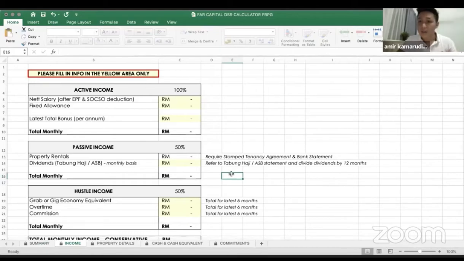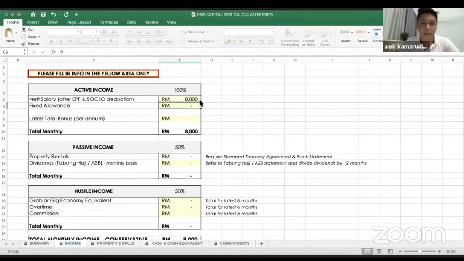Okay, second tab is income, and the same thing juga, please only fill in the yellow area, yang putih tu kita biar ignore sahaja. The first one here, kita ada net salary. So bagi siapa-siapa yang bergaji tu, kita kena tolak EPF, tolak SOCO, ni gaji bersih dah tolak apa PCB apa semua tu. So for example, contoh sahaja, mari kita letak sini 8,000 contoh.